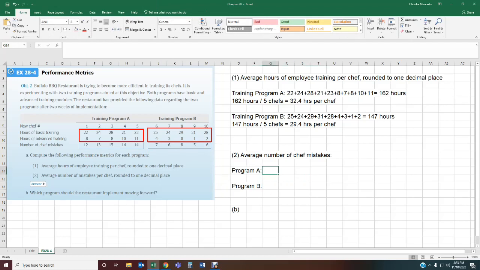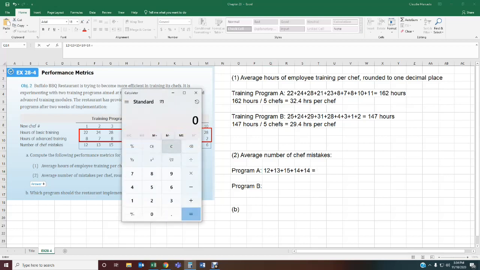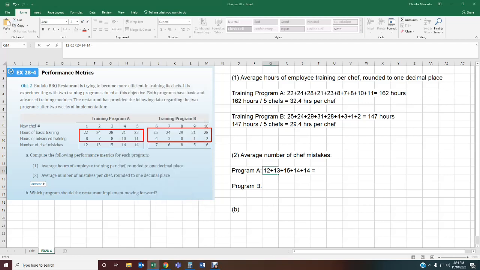Okay, so for program A, we're going to look at the mistakes, and we have 12 plus 13 plus 15 plus 14 plus 14. Let's see what that gives us. 12 plus 13 plus 15 plus 14 plus 14. That gives me 68 mistakes for program A.